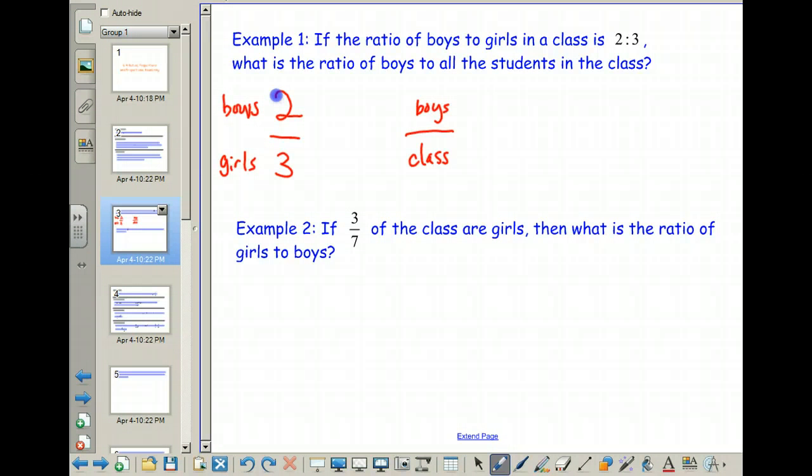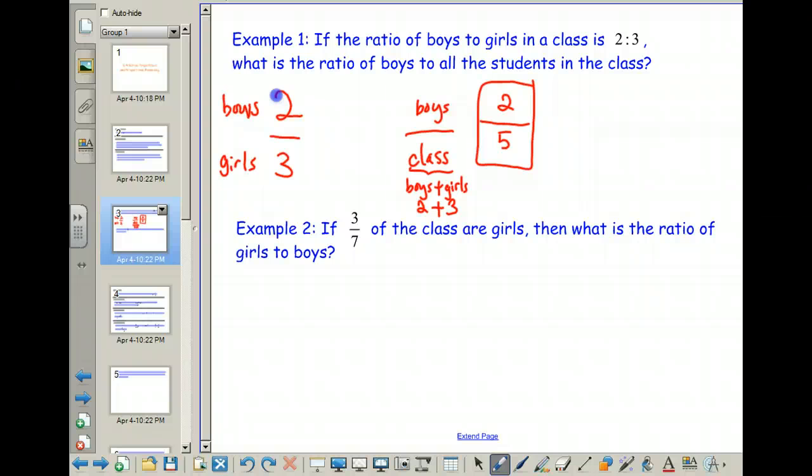Now, the boys part's the same. It's 2. But for every 2 boys in the class, how many girls are there? 3. So this whole class should be boys plus girls. That's 2 plus 3 for a total of 5. So if you think about this in terms of percents, that'd be 40% of the class would be boys and 60% would be girls. But the ratio of boys to the whole class would be 2 to 5.